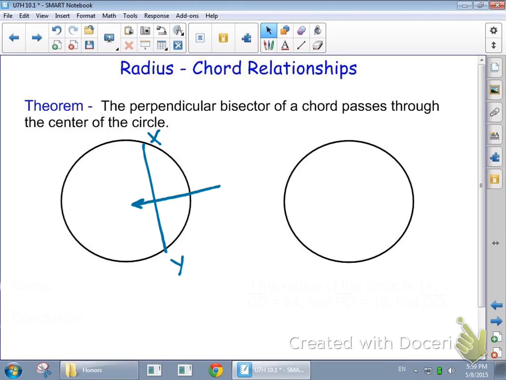Okay. So remember, a perpendicular bisector is going to give us two congruent parts, and it's going to form this right angle. So what this theorem means is that the perpendicular bisector will eventually pass through the center of the circle. So here's my center, and it'll eventually pass through the center. Oops, I didn't draw that very well. But when you have a perpendicular bisector of a chord, you know that that perpendicular bisector will pass through the center of the circle.